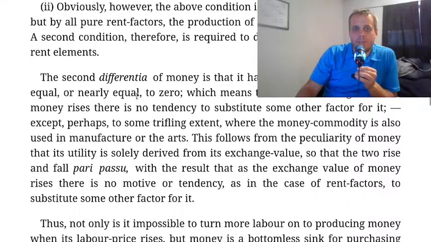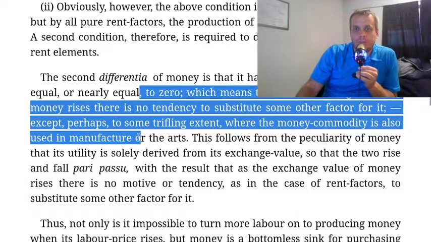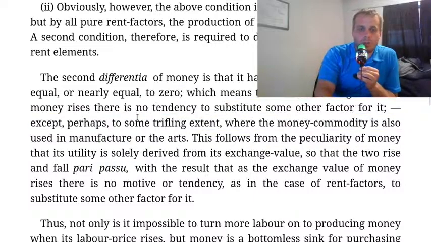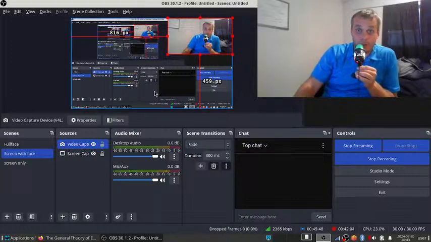The second differential of money is that it has an elasticity of substitution equal or near zero. So he's saying that when money becomes more valuable, people want to use more money, whereas if the price of wheat rose, people would use less wheat. But when money becomes more valuable, people want to use more of it.